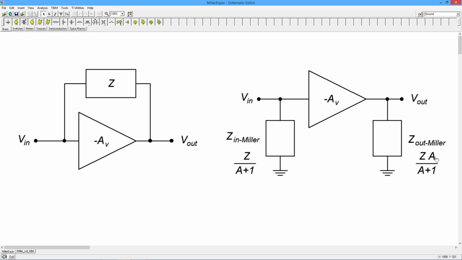Meanwhile, you'd have 10 over 10 plus 1, or 10 elevenths of that 1K at the Z out Miller position, okay? Now, knowing those two values, we can lump those in with other values that we have. For example, to find the input impedance of an amplifier, the Z out Miller might in fact affect the gain of an amplifier. So let's take a look at that in the real world.